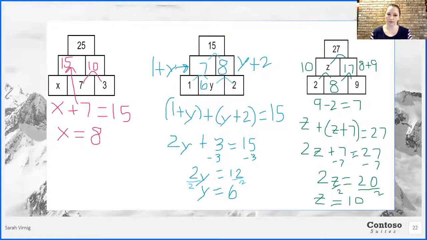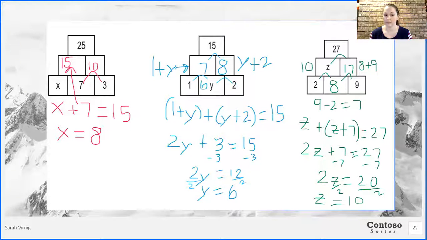Now what we do from here is we combine our like terms. So we have 2y plus 3 equals 15. Now to get rid of the 3 on the left side, we must subtract 3. And whatever we do on the left side, we must do on the right side. So we subtract 3 on the left side and the right side.